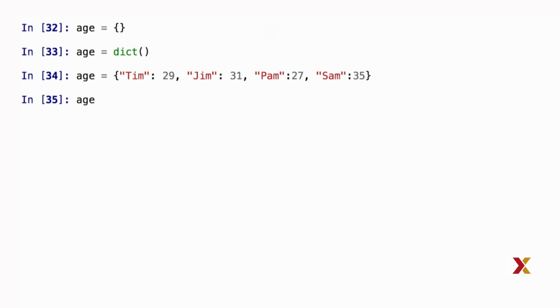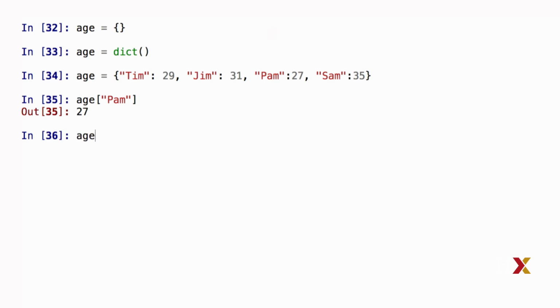We first type the name of the dictionary. We then follow with the square brackets. Inside the square brackets, we insert the key we're interested in looking up. Let's say in this case we'd like to know how old is Pam. So we would enter Pam inside the square brackets, and Python returns the result to us.